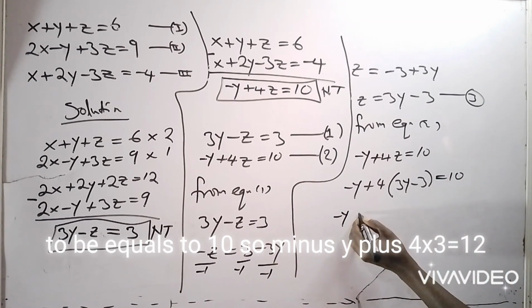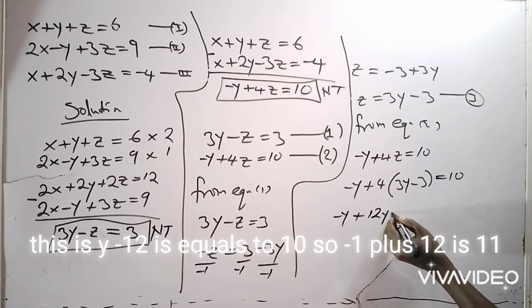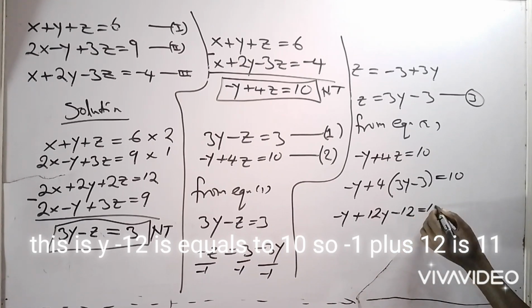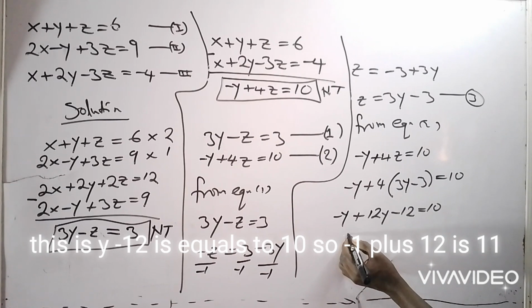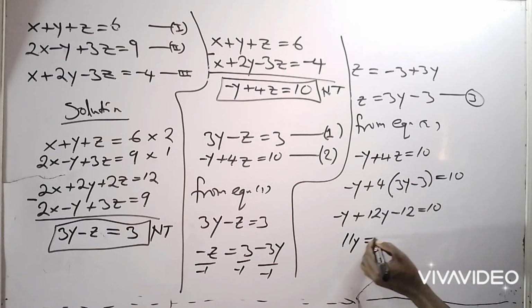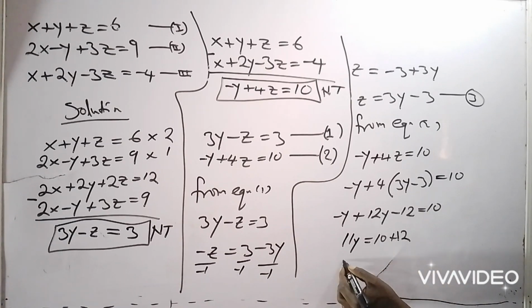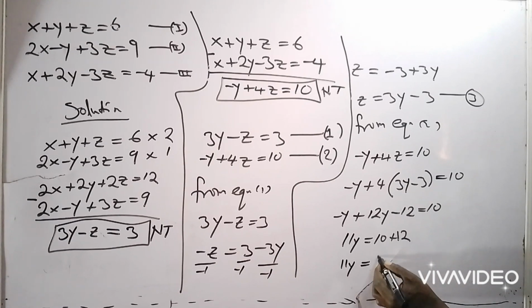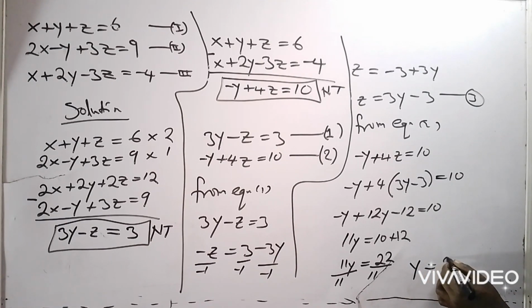So minus y plus 4 times 3y is 12y, minus 12, equals 10. So minus 1 plus 12 is 11y equals 10 plus 12. So 11y equals 10 plus 12, which is 22. I'm looking for y, so I need to divide both sides by 11. So my y is now equal to 2.